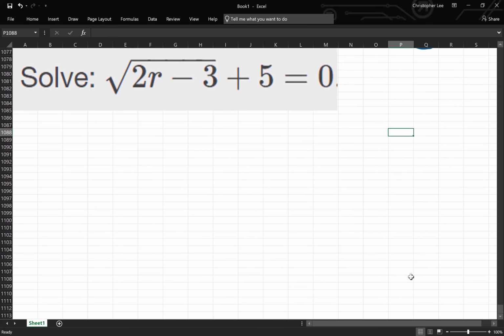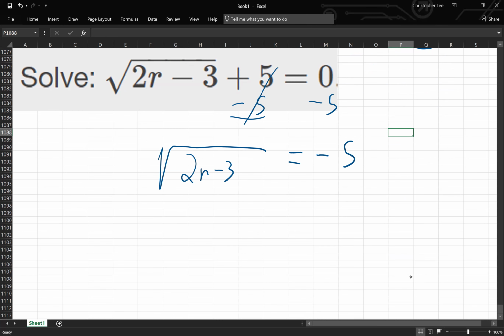Let's take a look. So remember what my goal is here. I want to isolate my radical. So I'm going to subtract 5 from over here. What I do to one side, I must do to the other. Since I have a radical 2r minus 3, which is equal to -5, right?